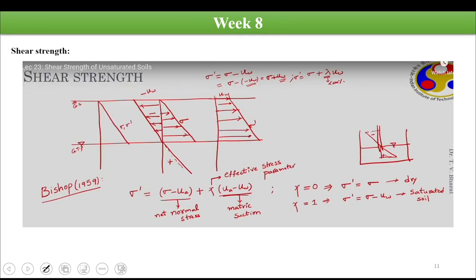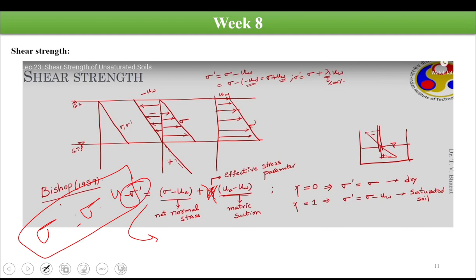And the thing to note here is that, as we know from Bishop's equation, sigma dash is equal to sigma minus UW, right? For the partially saturated soil, it's converted to sigma dash equal to sigma minus UA plus this effective stress parameter multiplied by UA minus UW. Okay. This effective stress parameter represents how much this matric suction, UA minus UW, is having an effect on the effective stress value sigma dash, right?